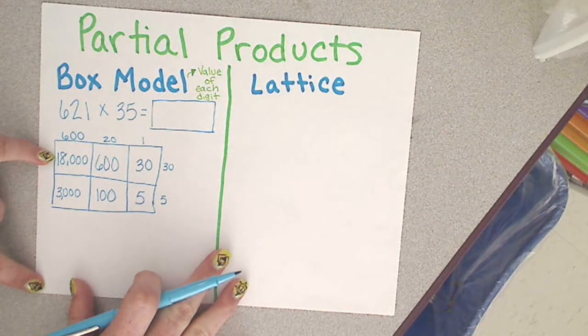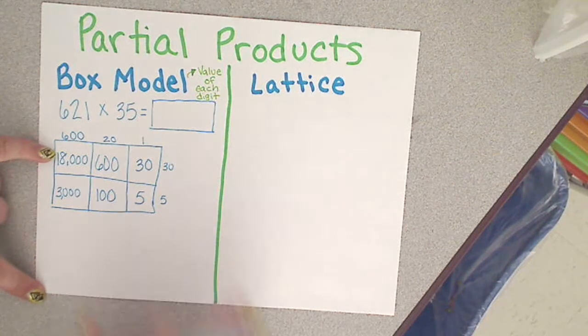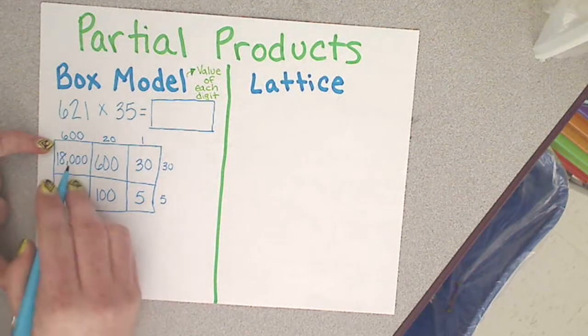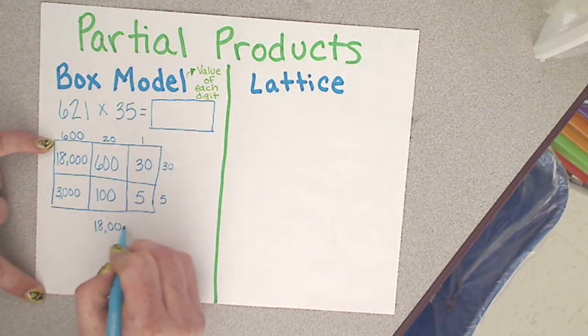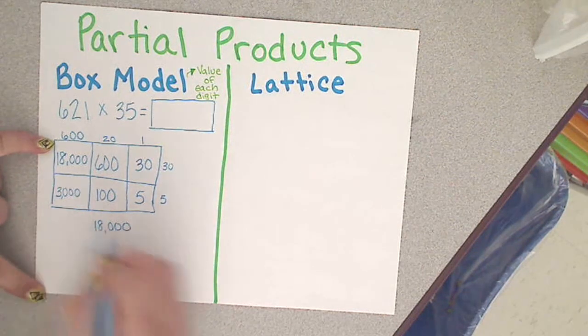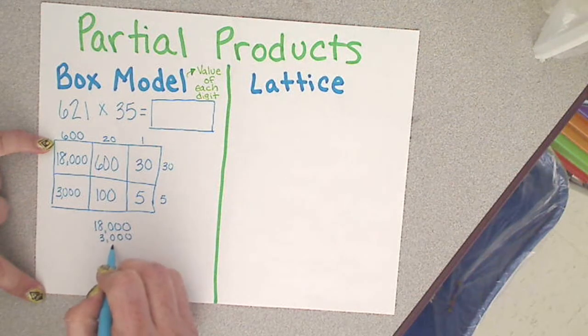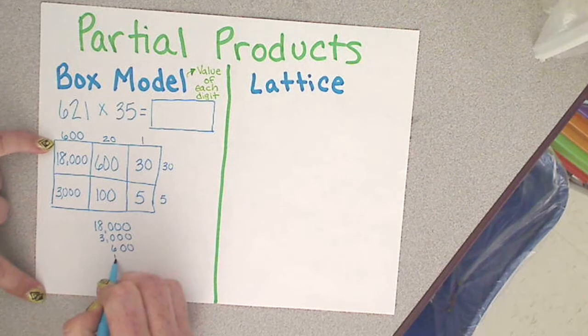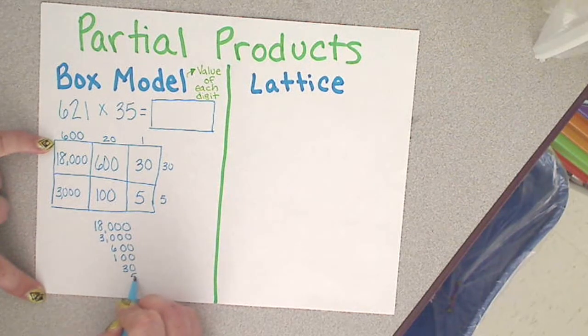The one thing that most students mess up here is they don't line up the place values. I know you've heard me say that before with decimals, but you've got to do it with general whole number addition as well. So I'm going to start with my 18,000 plus 3,000 plus 600 plus 100 plus 30 plus 5.